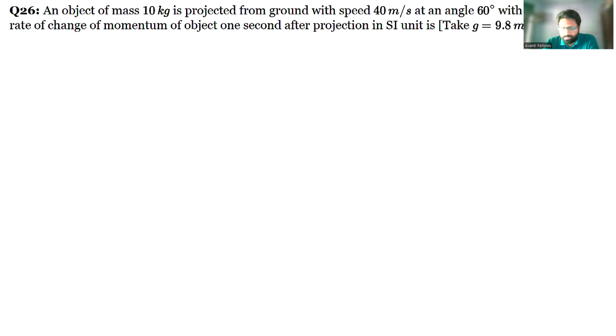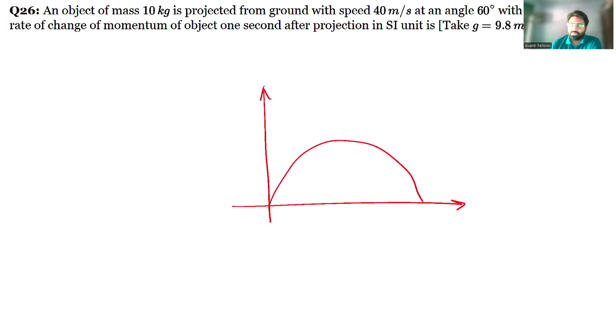So in this question, an object of mass 10 kg is projected from ground with a speed 40 meter per second at an angle of 60 degree with horizontal. The rate of change of momentum of the object 1 second after its projection in SI unit is. Look, the very important concept over here. This is the projectile motion. This is the initial velocity, u.